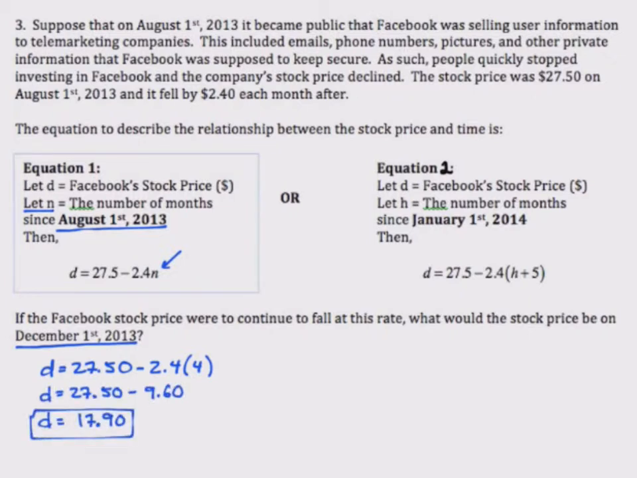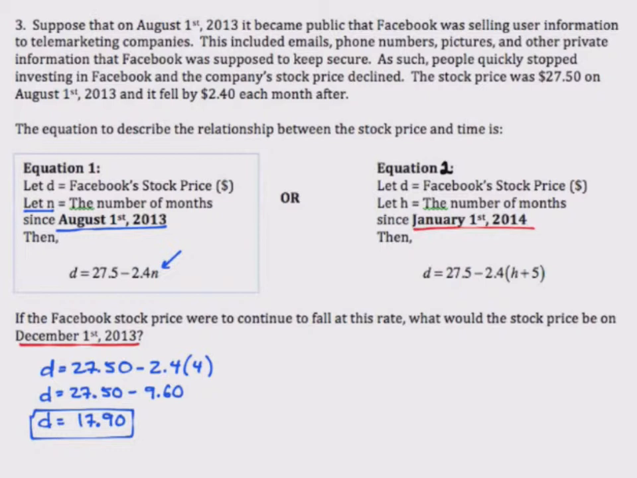So we anticipate that on December 1st, 2013, the stock price should have been $17.90. What about using the second equation? So now our variable H represents the number of months since January 1st, 2014. So now we've got to figure out, for December 1st, 2013, how many months since January 1st, 2014 is that? Well, what's kind of weird here is December 1st, 2013 is 1 month before January 1st, 2014. So we might say it's negative 1 month after. Since it's 1 month before, we'd say it's negative 1 month after.